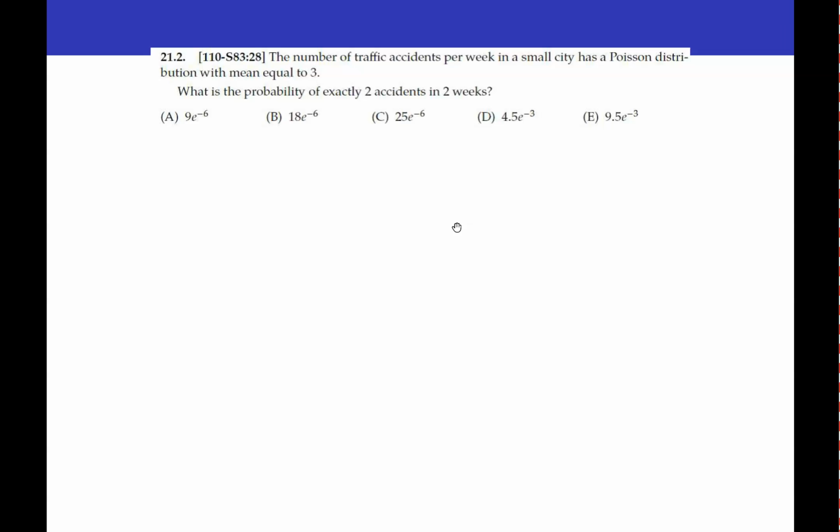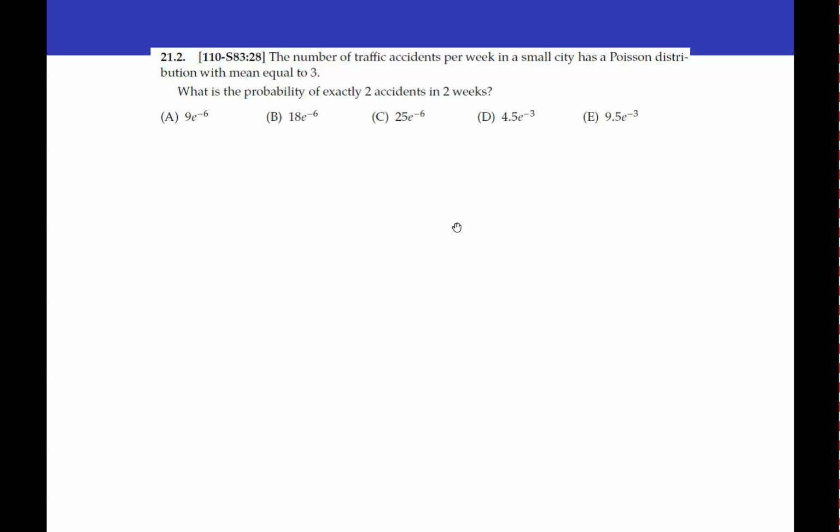Let's do some examples that involve Poisson probabilities. So in this first example, we know that the number of traffic accidents per week is given to us as a mean of 3. It wants us to find the probability that exactly 2 accidents happen in 2 weeks. So the first thing we need to do is get the lambda for the Poisson distribution that we're talking about.